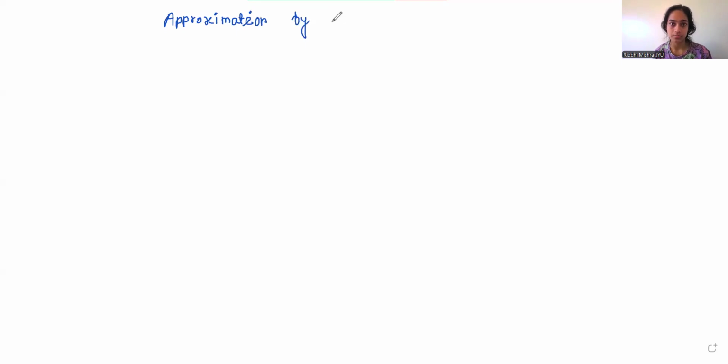The title of this talk is Approximation of Sobolev Functions. Today we are going to see how to approximate any Sobolev function by smooth functions.